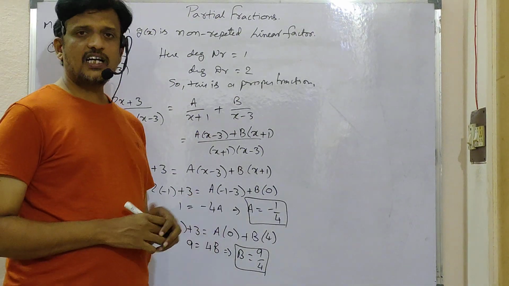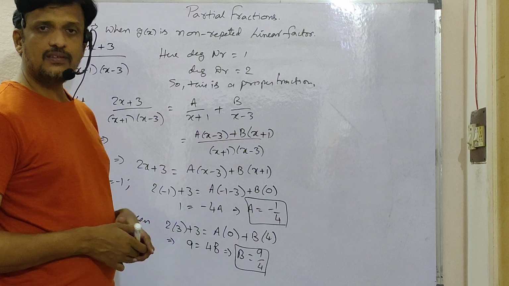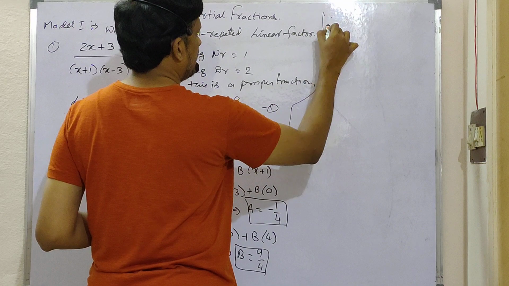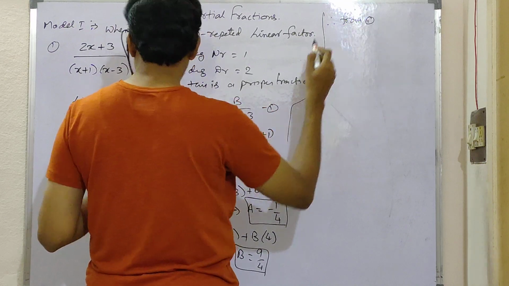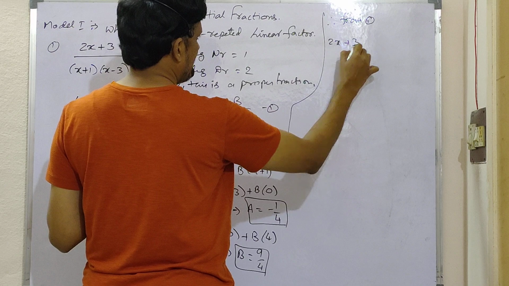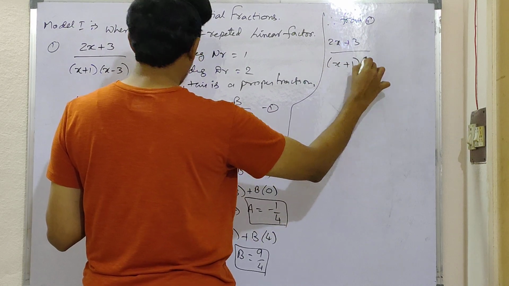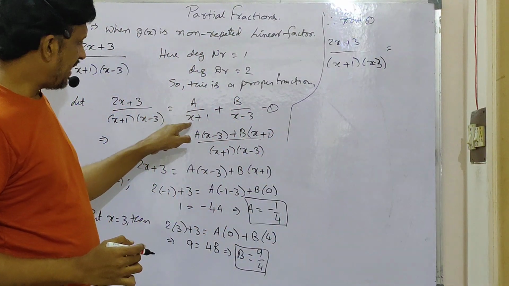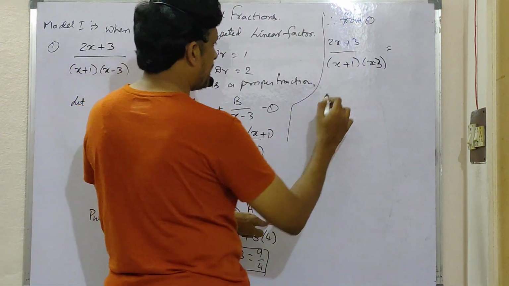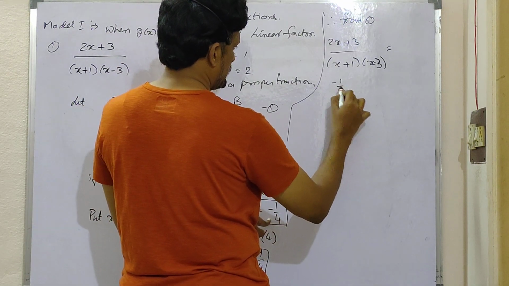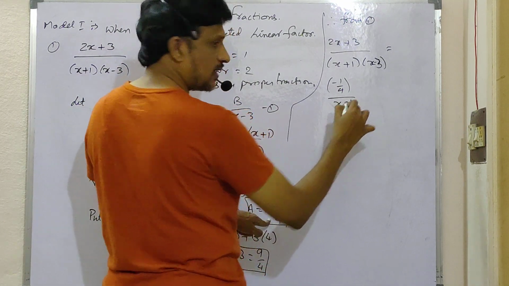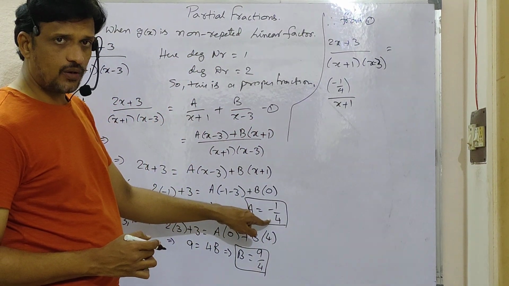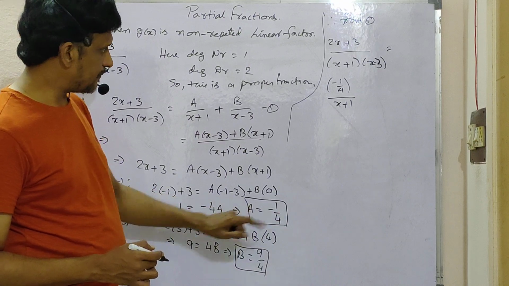So the value of b also we got here. Now right here you'll get the required. Suppose this is equation number 1. Therefore from 1, given (2x+3)/((x+1)(x-3)) is equal to A/(x+1) + B/(x-3), where A is equal to -1/4, that is (-1/4)/(x+1).